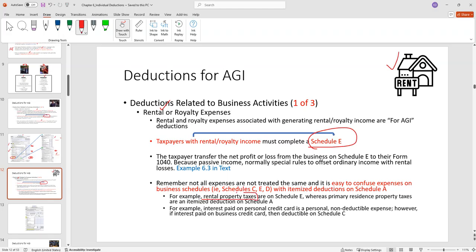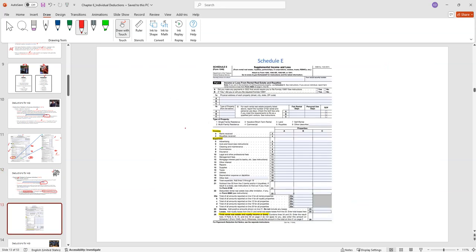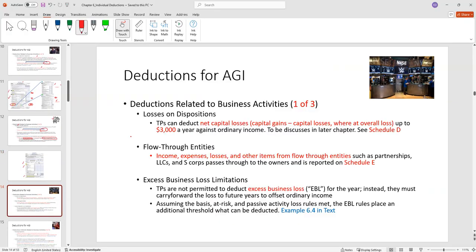So for example, if it's rental property tax, like I rent out an apartment and I have to pay property tax, that would be a deduction on Schedule E. Compare that with property taxes on your primary residence. That's not a business activity. That would go on your Schedule A as an itemized deduction. So it doesn't mean all property taxes go on Schedule E. You have to look at the nature of the item. So there's a Schedule E, very simple: your income, your expenses, and your net amount.